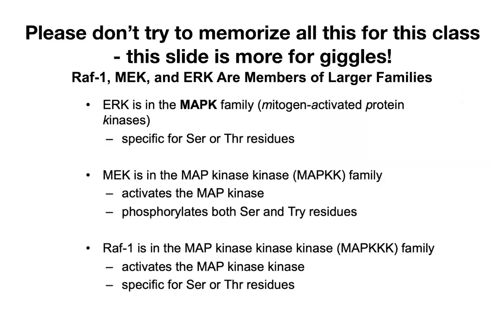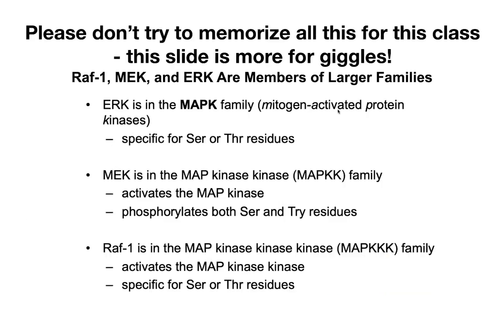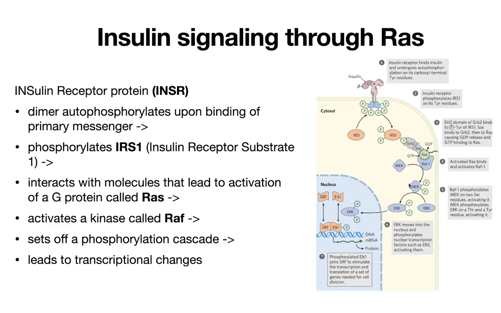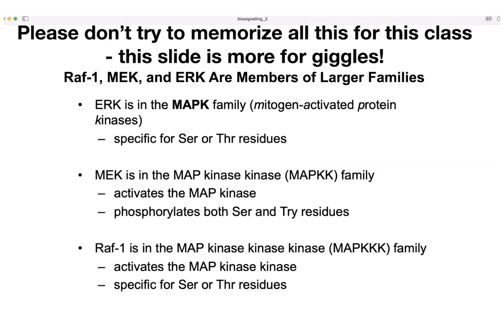And it turns out that ERK, as well as MEK, the thing that activated ERK, as well as RAF, which was the thing that activated MEK, are all basically in larger families. And these families have kind of ridiculous names. So ERK is in the MAPK family, for mitogen activated protein kinases. And it's specific for serine or threonine residues. So it's not a tyrosine kinase.